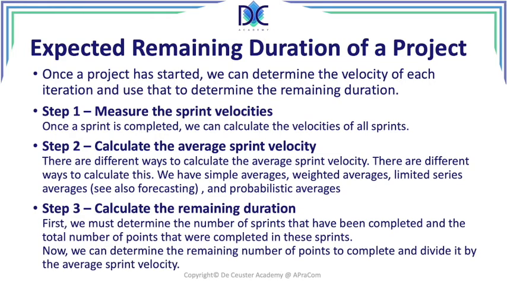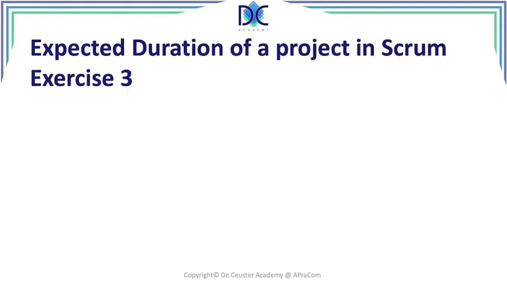Step 3 is to calculate the remaining duration. Now we know how many points have already been completed. We know the total number of points of the project, so we take the difference. We have the remaining number of points, and we divide it by the velocity that we calculated, and we find the remaining number of iterations or sprints, and then we can calculate the remaining duration. Let's have another exercise here.